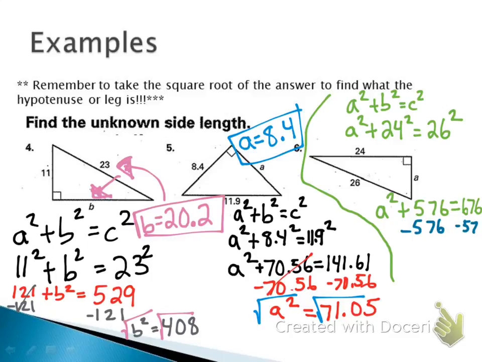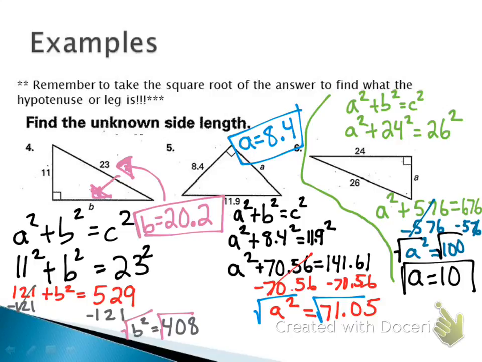Alright, so we're going to subtract 576 from both sides. So we have A squared equals 100. So what's the answer? 10. Good. When you take the square root of both sides, the square root of 100 is 10. So our A equals 10.